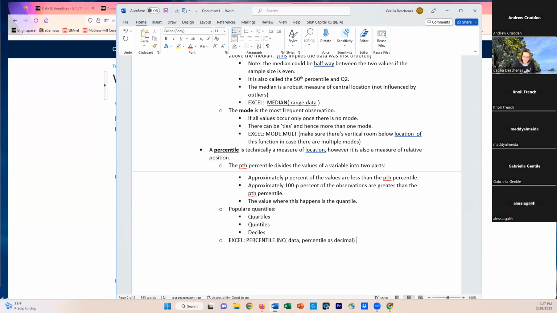And what I told you was that the .inc includes the minimum and the maximum, the 0 and the 1. There is a little controversy in the world of statistics, and some statisticians don't think you should include the minimum and the maximum. So Excel has the alternate function, the percentile.exe, which excludes the minimum and the maximum. By far, the vast majority of statisticians believe you should include it for all practical purposes.